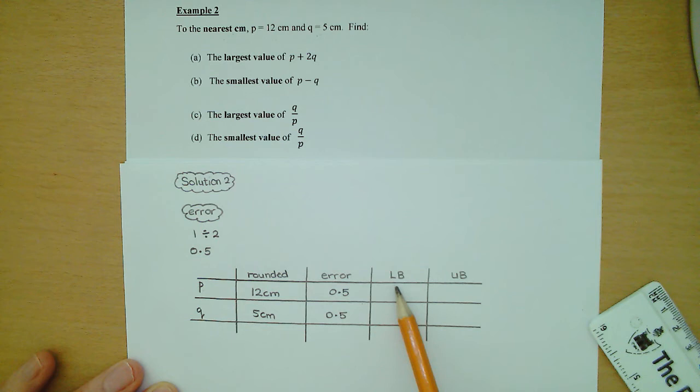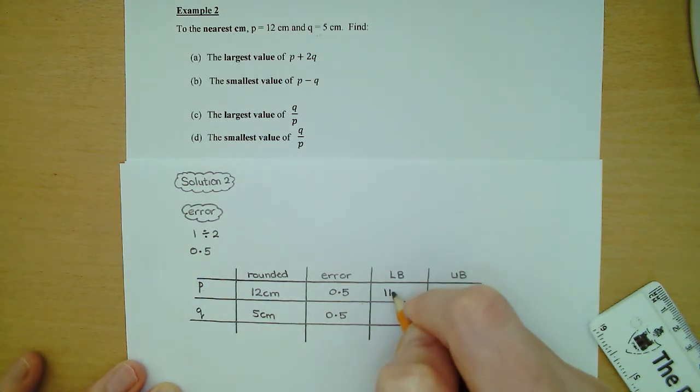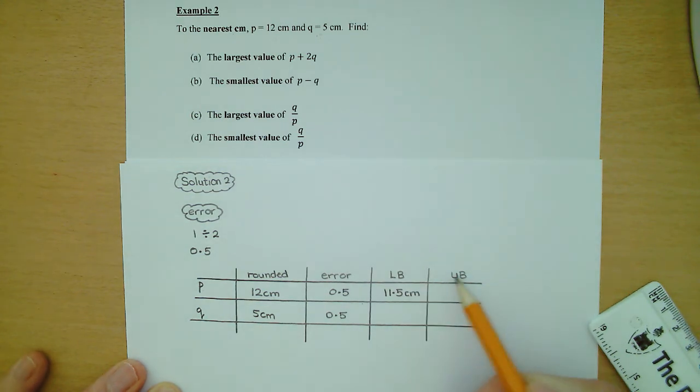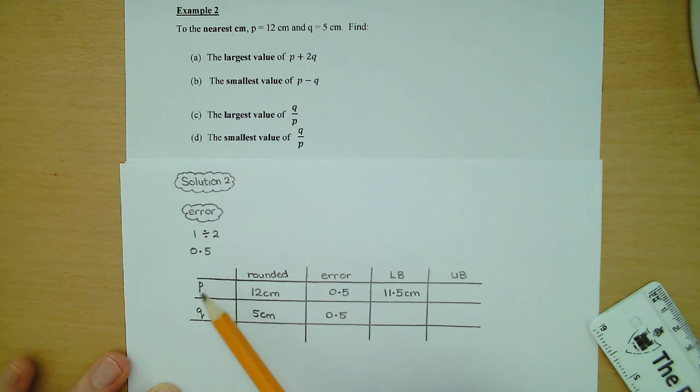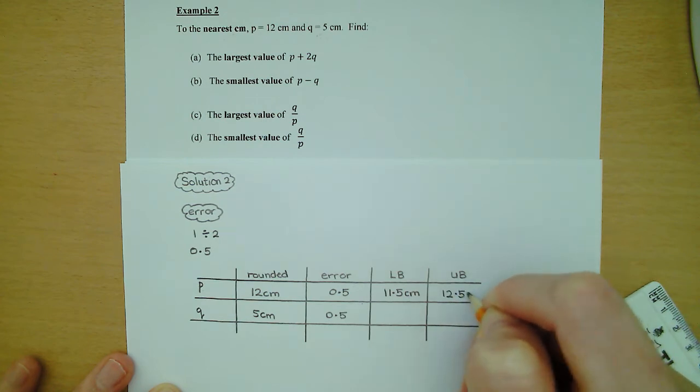To get the lower bound, in other words, the smallest possible value that P can actually be, we have to subtract the error from the rounded value. So 12 subtract 0.5 is going to give us 11.5 centimetres. And then to get the upper bound for P, the largest possible value that the actual value for P can be, we add on the error. So 12 plus 0.5 is going to give us 12.5 centimetres.